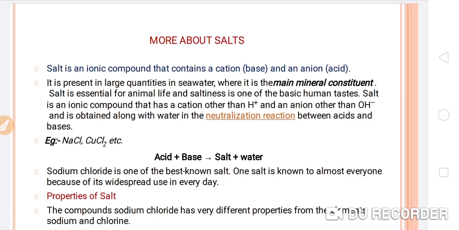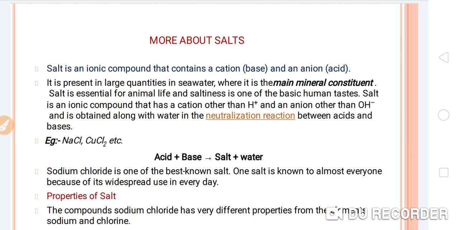Salt is essential for animal life, and saltiness is one of the basic human tastes. Salt is an ionic compound that has a cation other than H positive and an anion other than OH negative, and is obtained along with water in the neutralization reaction between acid and base. So this is the brief introduction of the salts.